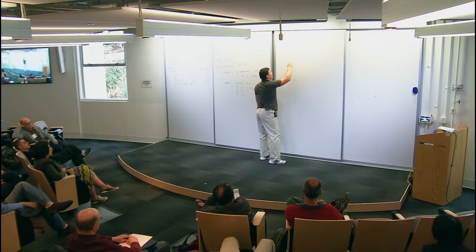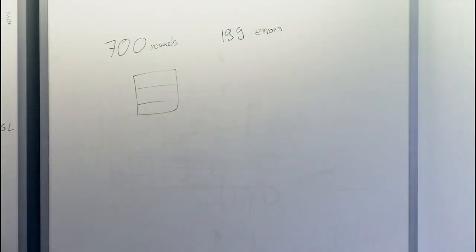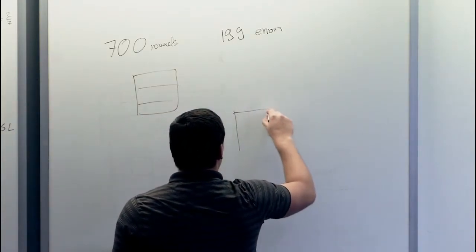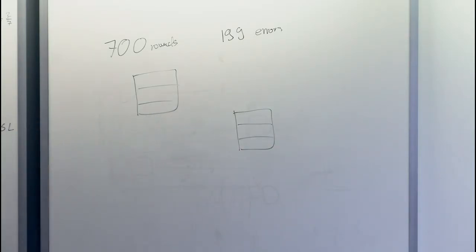The protocol looks like this. For 300 rounds, Alice is going to send her bit. Then for 300 rounds, Bob is going to send his bit. At this stage, both of them will try to figure out if they already know what the other party sent, what the other party's bit is.